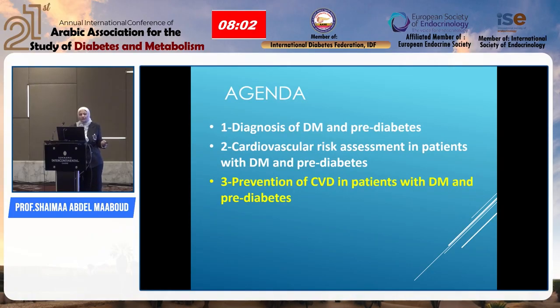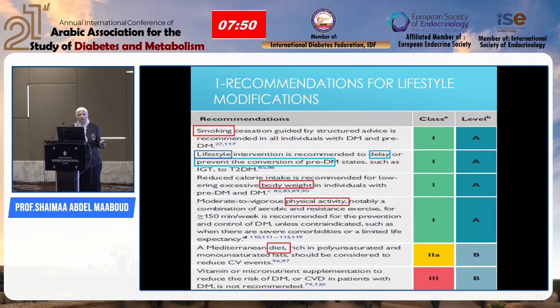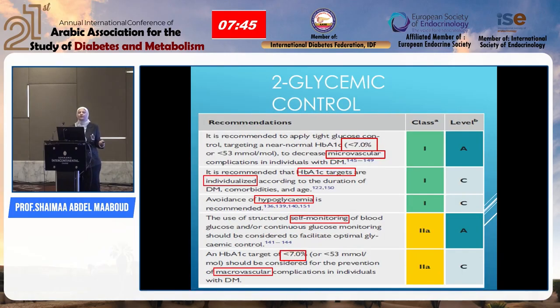Number 3, which is very important, is prevention of cardiovascular diseases in diabetes mellitus and pre-diabetes. How to do that? By lifestyle modification, glycemic control, blood pressure monitoring, and management of dyslipidemia and antiplatelets. By lifestyle: stop smoking, decrease body weight, physical activity, and diet. As well, we should have good glycemic control for the diabetes patient to reduce microvascular events.